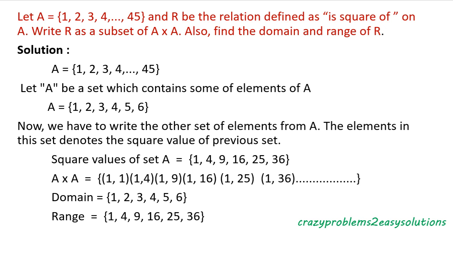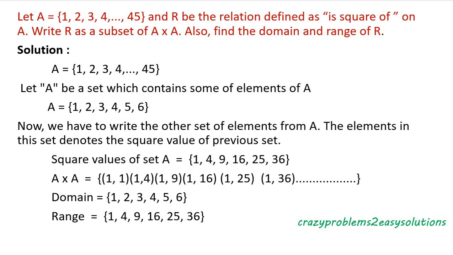So first, the set is A. A is defined as 1, 2, 3 up to 45. Let A be a set which contains some elements of A. So we write A as 1, 2, 3, 4, 5, 6. Now we write the other set of elements from A. The other set denotes the squares of the values of the previous set. So we write the squares of the numbers from 1 to 45.